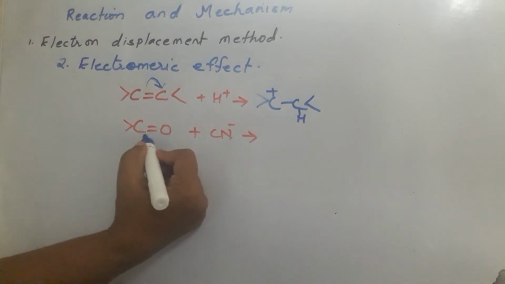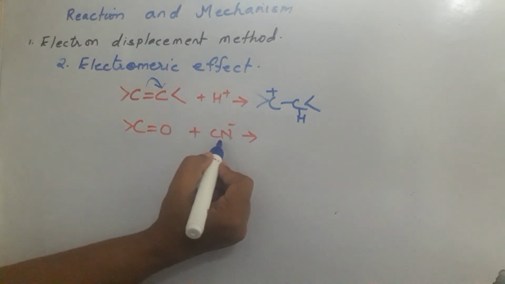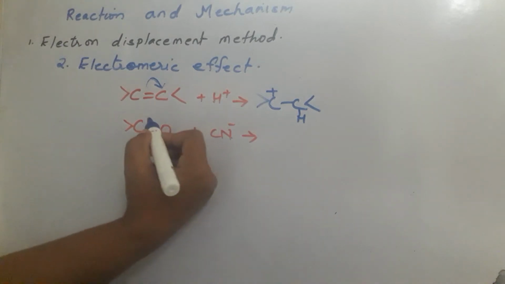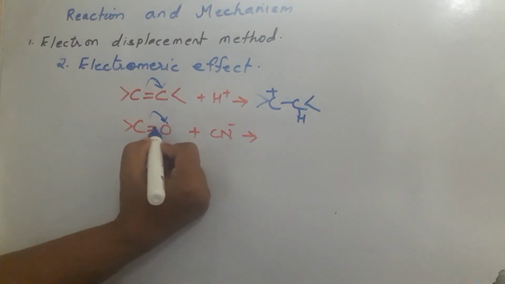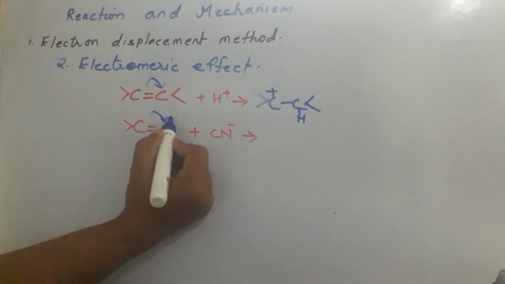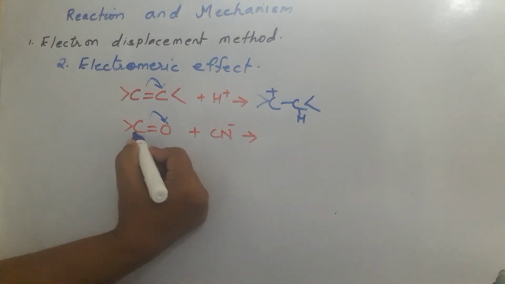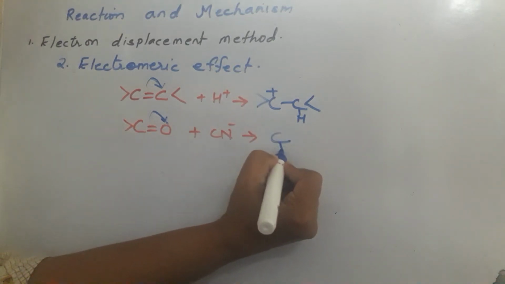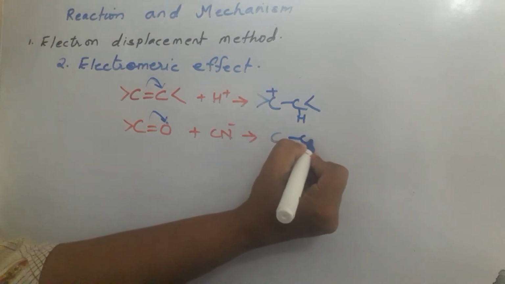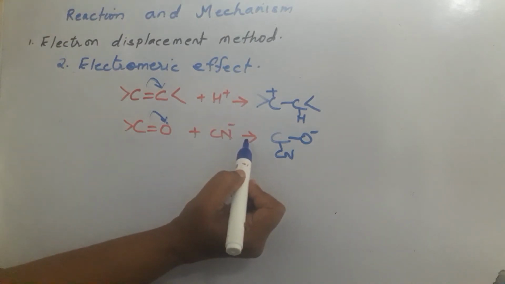Now there is a case where a multiple bonded group, a carbonyl compound, is attacked by an attacking reagent, cyanide. Here also, complete transfer of the pi electron takes place to the oxygen. It is more electronegative, so naturally it will be transferred to oxygen. Then oxygen gets a negative charge and carbon becomes positively charged. To the positive carbon, cyanide now gets attached. So you get cyanide connected to carbon and oxygen with a negative charge. This type of effect is called the electromeric effect.